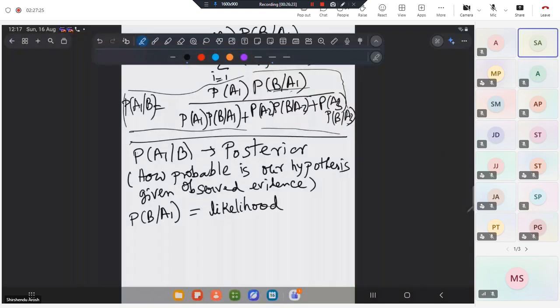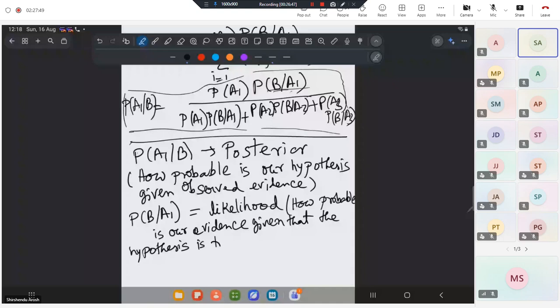That means how probable is our evidence given that the hypothesis is true. That is the meaning of likelihood. How probable is our evidence given that the hypothesis is true? This word, likelihood, will come back later also.